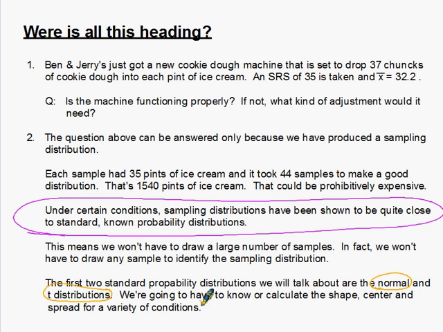Now, when we are talking about these distributions and the conditions, what we're going to have to know or calculate, and this is straight from the beginning of the school year, is shape, center, and spread. All right, so spread is standard deviation. There's going to be a number of different ways of calculating it depending on what conditions are present. And so we're going to be spending a lot of time talking about how to calculate center, shape, and spread for the different conditions. And that's going to be the next video.